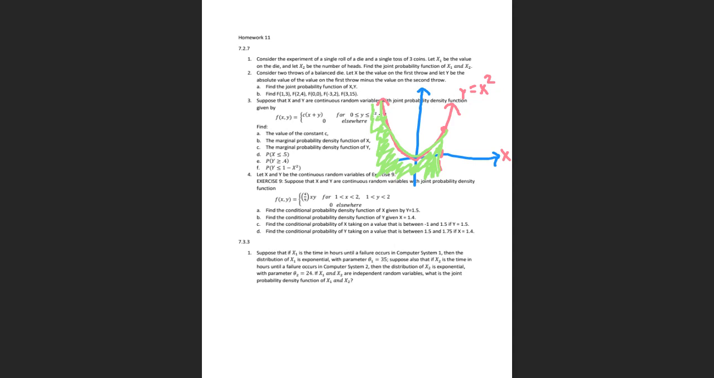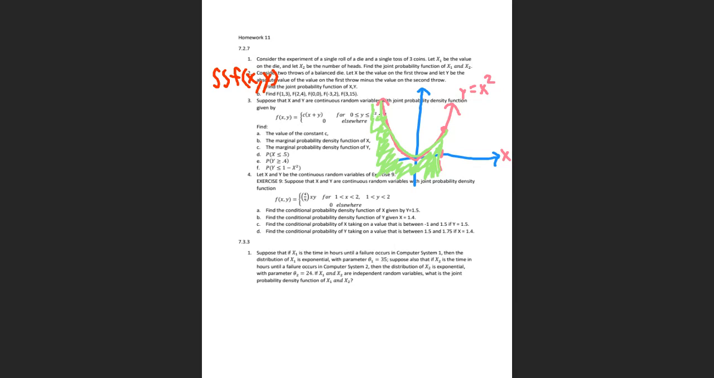So that green region is the region of all the points (x, y) such that 0 is less than or equal to y, less than or equal to x squared, less than or equal to 1. And so that's the region in which the PDF f(x, y) is non-zero. It's 0 everywhere else. So you want to integrate f over that green region. And if you do that, you should get 1. So we're going to take the double integral over that teal region, green region, of this function f(x, y).